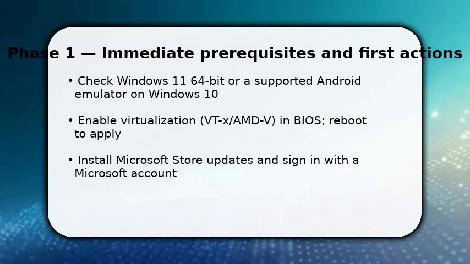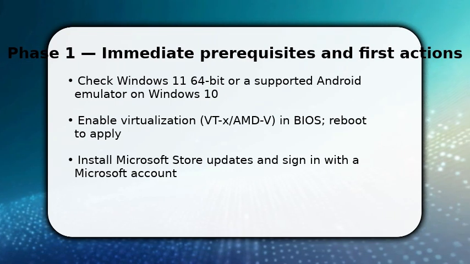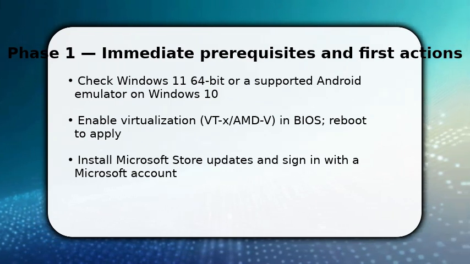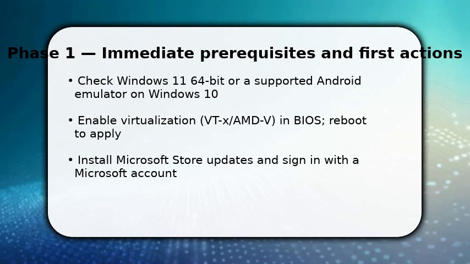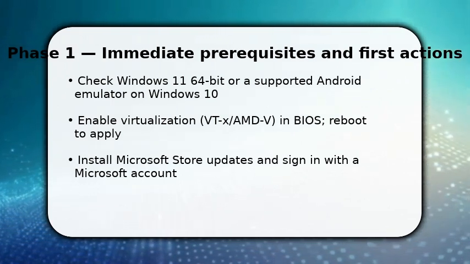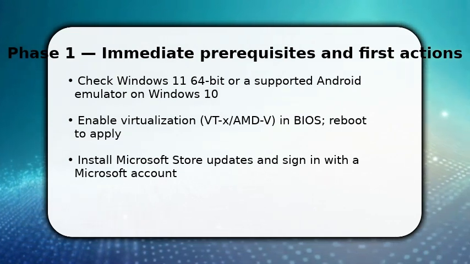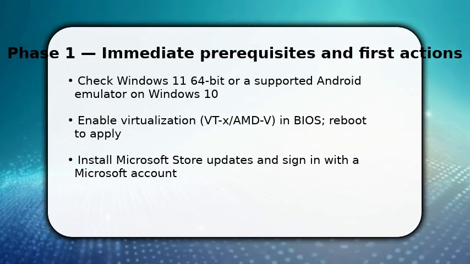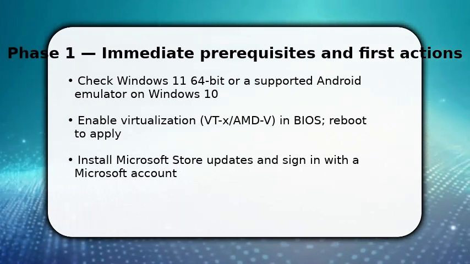You begin by confirming requirements: Windows 11 or a reliable emulator on Windows 10, and a signed-in Microsoft account. Next, reboot into BIOS and enable virtualization, VT-x or AMD-V, because emulators need hardware acceleration to run smoothly. Once done, update Microsoft Store and Windows itself. Make sure optional platform features like Virtual Machine Platform are on.